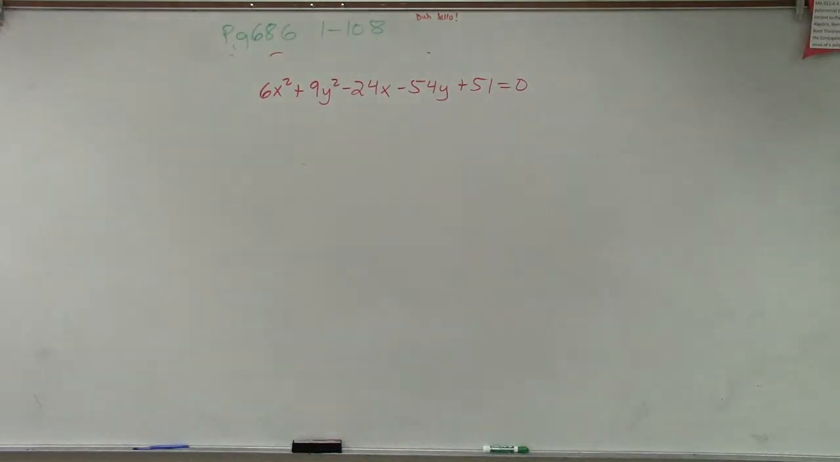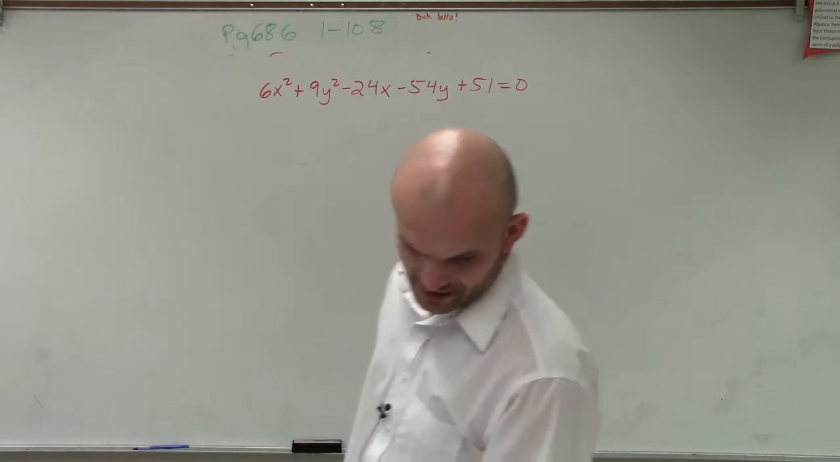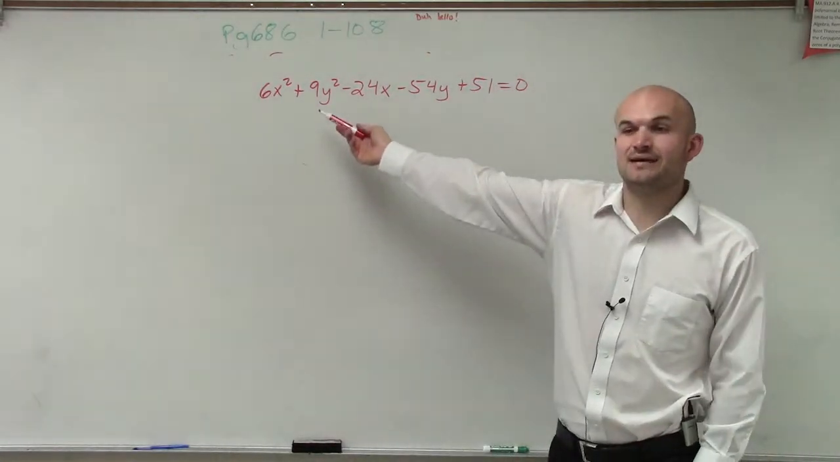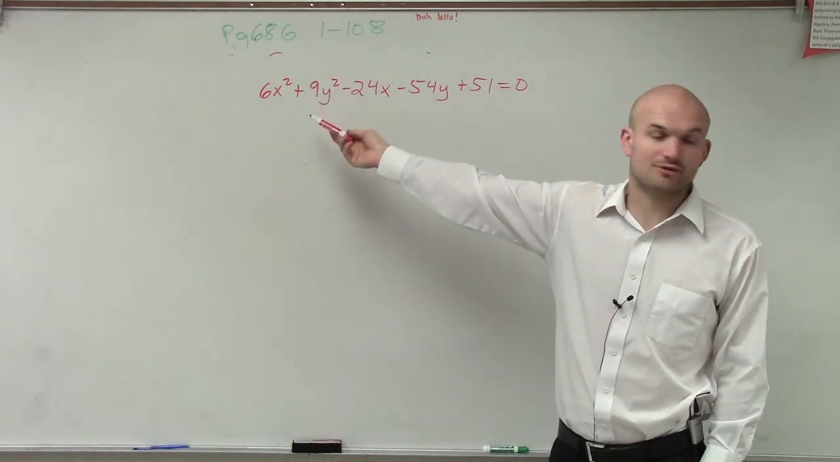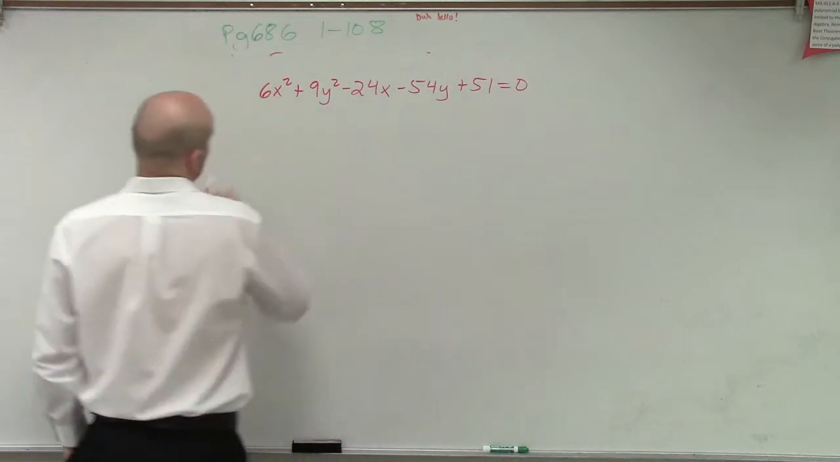So all they're asking for in this problem is to rewrite the equation in standard form, and identify the center and the vertices, parts B and C. Anyways, we did our A times C, or A times the coefficient, and determined this was an ellipse. So now we need to rewrite this in standard form.